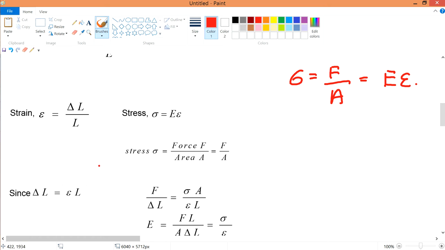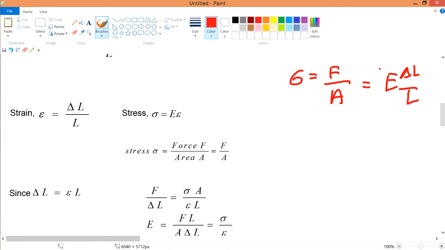Next, we know that the strain is equal to change in length divided by L. So I can simply substitute my strain as this term. So what I would have is like this. If I were to clean things up a little bit, yeah.